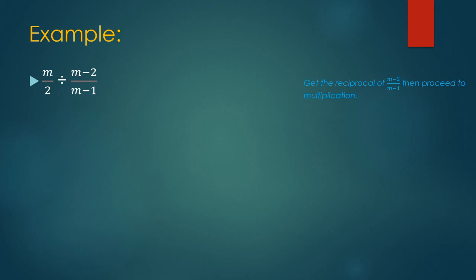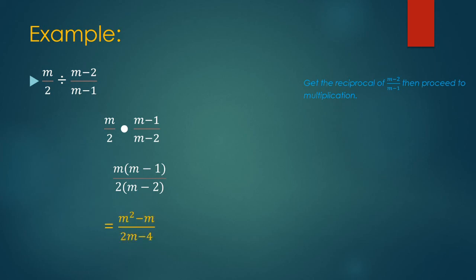Then, i-change natin into multiplication yung ating process. So, naging ganyan na yung ating expressions. So, m over 2 is multiplied by m minus 1 over m minus 2. So, di ba, pinagpalit lang natin yung numerator and denominator. No more common factors, kaya pinagmultiply na lang numerator to numerator, denominator to denominator. And that's the final answer. Next example.